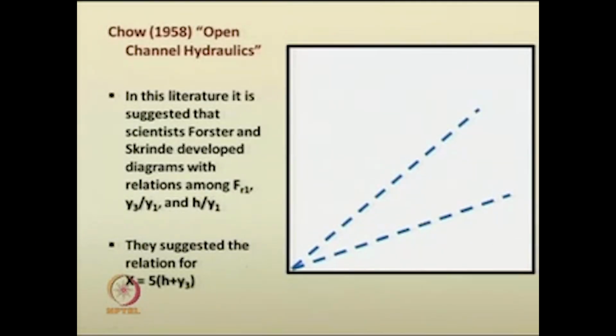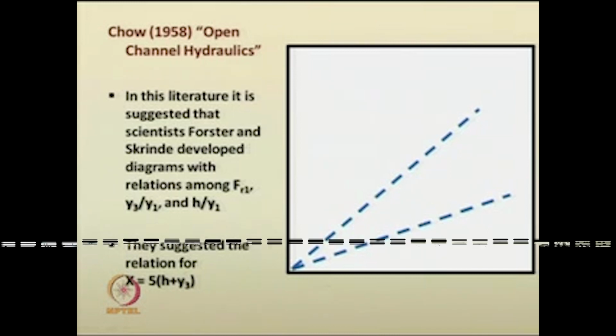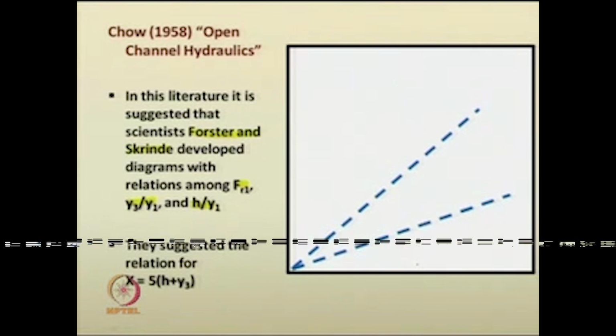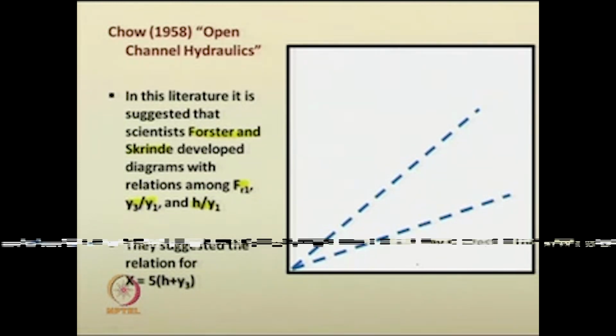For example, Forster and Skrine have suggested a relationship between the Froude number, y3 by y1 and h by y1. They suggested it especially at a length x equal to 5 times h plus y3. So, here, I can plot the graph that can be used for design.